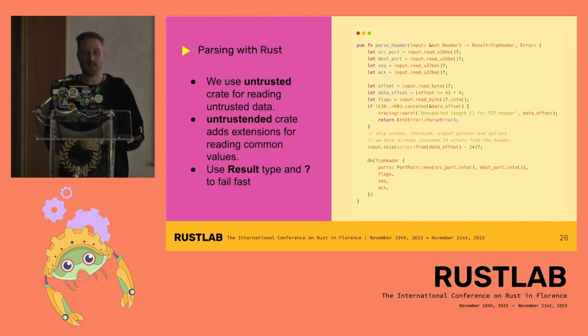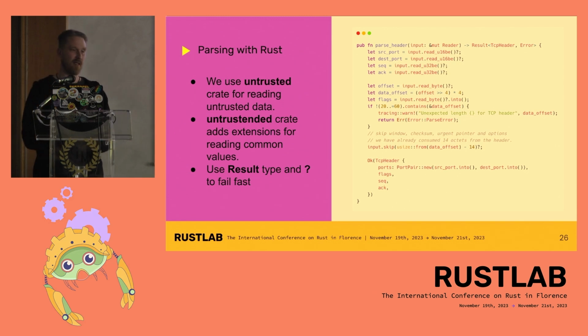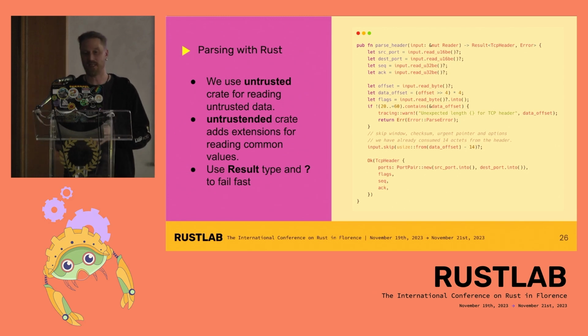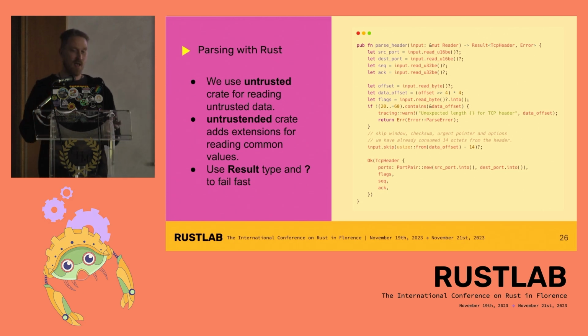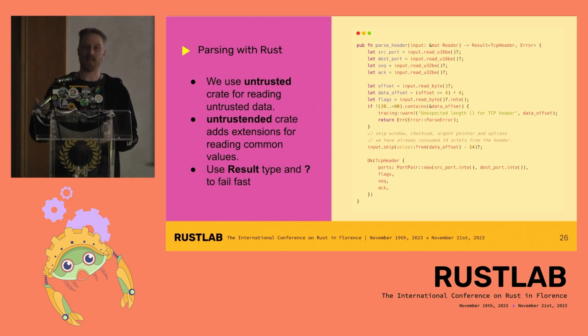And for parsing data, we are using a crate called untrusted. It's a nice little crate, provides a zero allocation, zero panic primitive for reading data from an unknown source. It provides a kind of buffer where we can read data. It keeps track of how many bytes we have read. And then it provides a nice error value if we try to read outside the buffer.